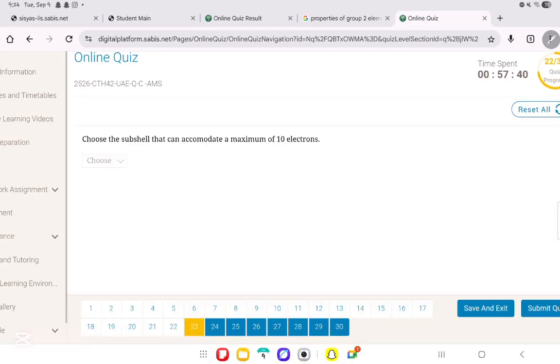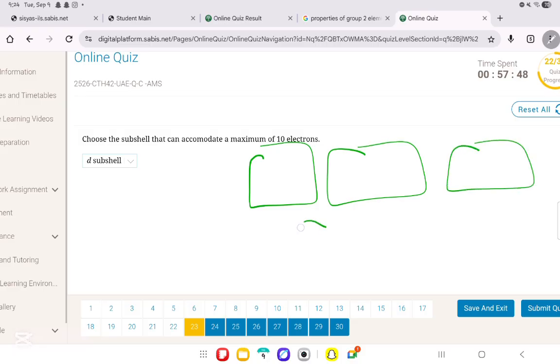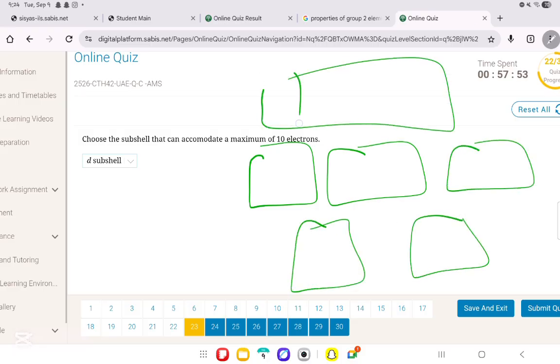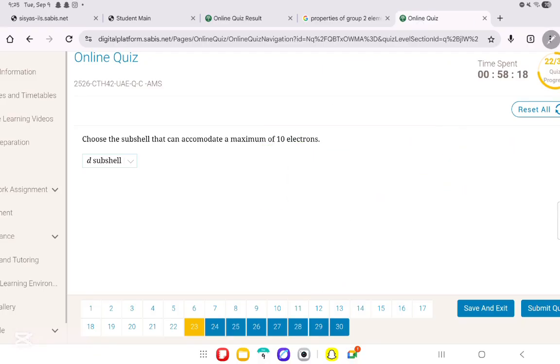Move on to question number 23 now. What has a maximum of 10 electrons? It's the d subshell. Why? Because d subshell has 1, 2, 3, 4, 5 orbitals, or you draw one big box and separate it into 5. And then each one has two electrons or one pair of electrons. So if each box has 2 electrons, then that's going to be 2 times 5 boxes, which is 10 electrons.